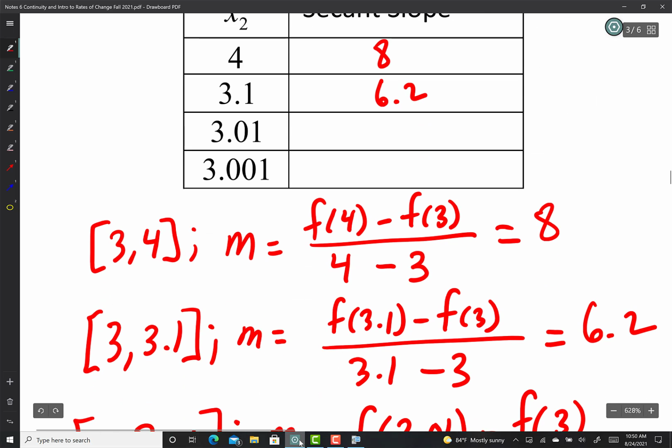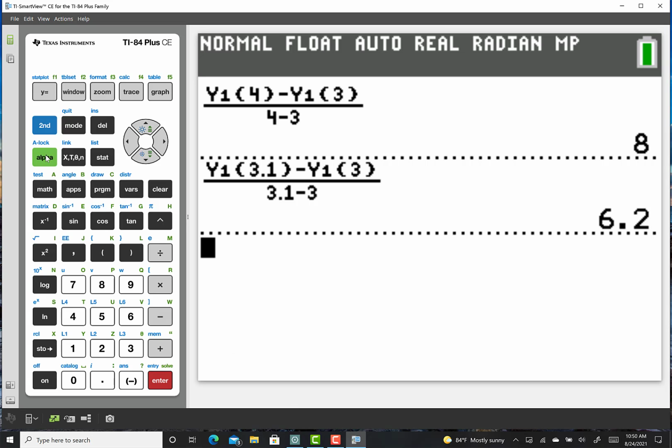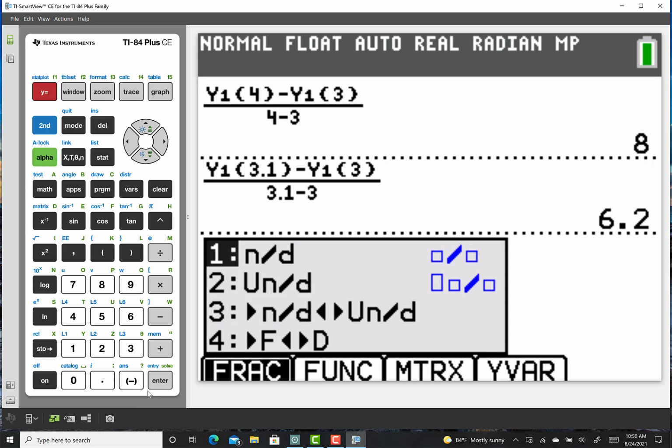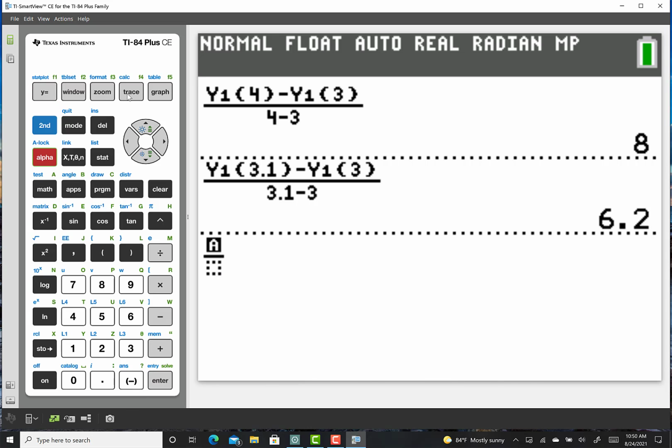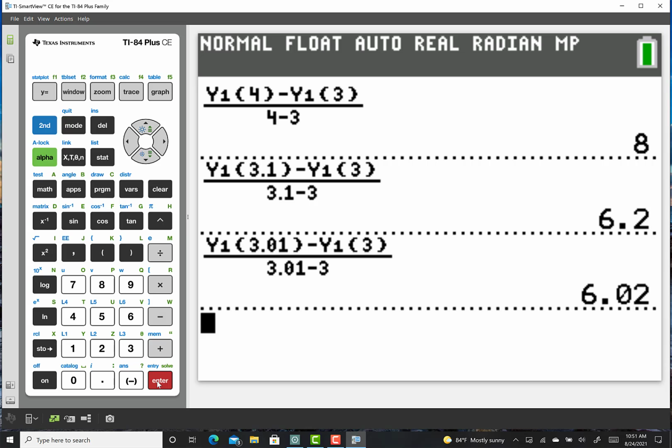All right, keep going. So here we go. I'm going to do it again. Ready? I get the fraction feature, alpha y equals, enter. And I'm going to go alpha trace, and I'm going to type in enter for y1. And I'm going to open parentheses, 3.01 minus alpha trace. The more you do this, guys, the better you're going to get at using your calculator. Alpha trace 3, close it, all over 3.01 minus 3. 6.02. Type that in. And then finally the last one.